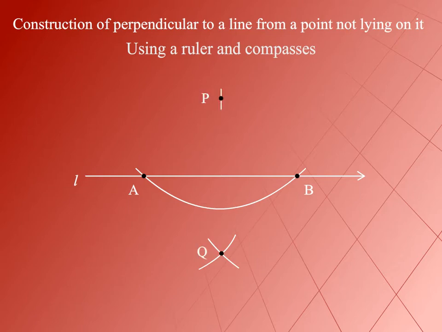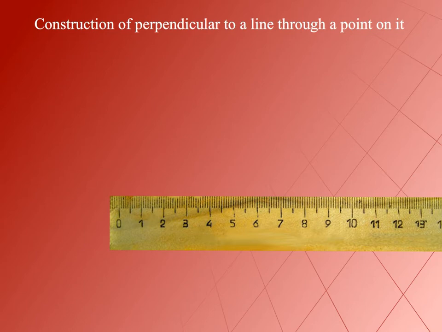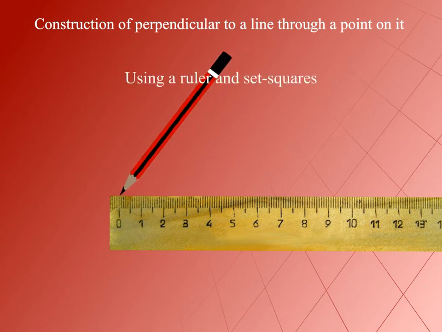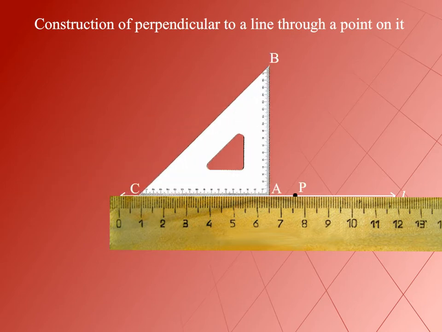Join PQ and produce it in both the directions to form the line PQ. Then the line PQ is the required line. Construction of perpendicular to a line through a point on it. Using a ruler and set squares, let L be a line and P be a point on the line L.